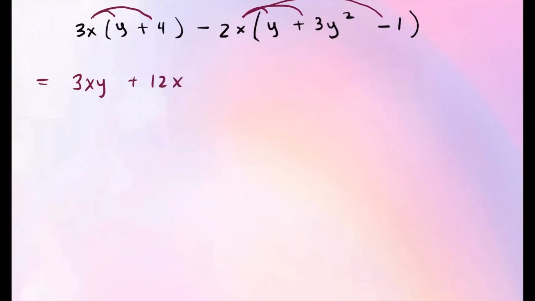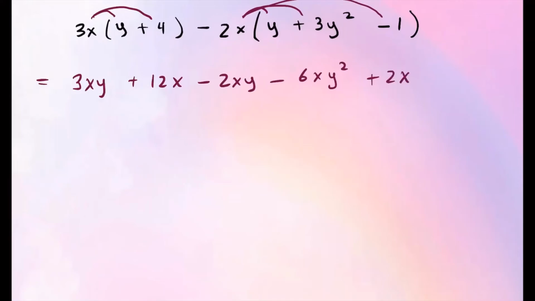For the next parenthesis, we're distributing a negative 2x. We get negative 2x times y, that's negative 2xy. Again, they're not like terms, so you can't put them together. And then negative 2x times 3y squared, that's negative 6xy squared. They're all different variables. Negative 2x times negative 1, that's a positive 2x.